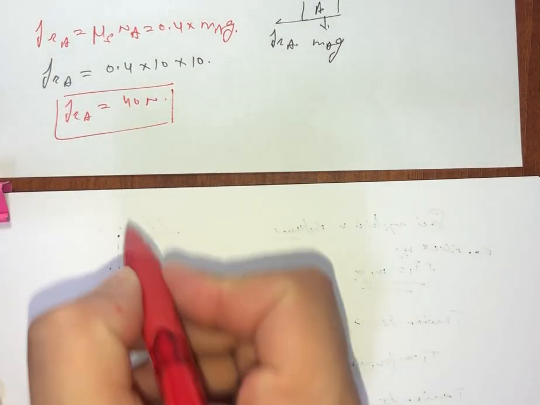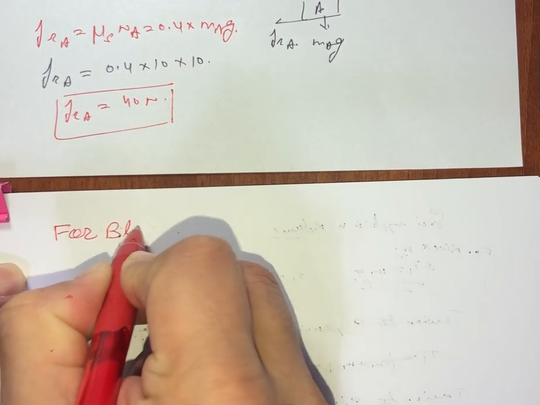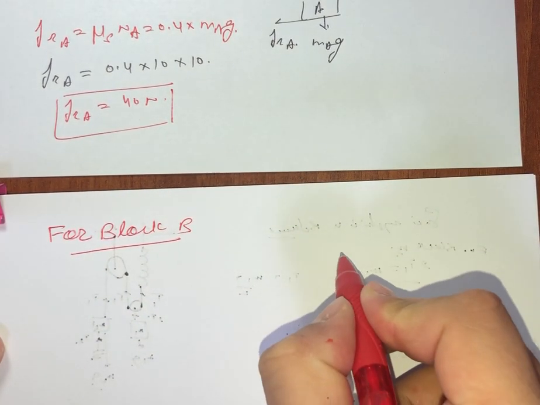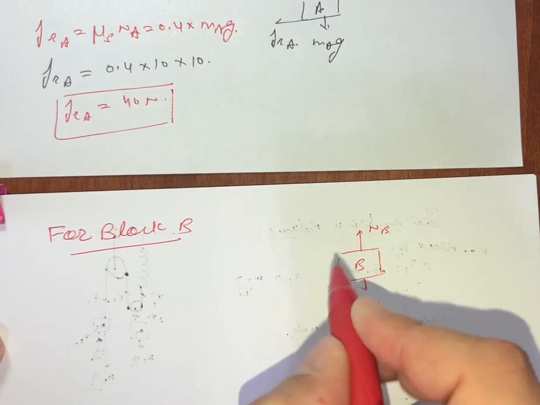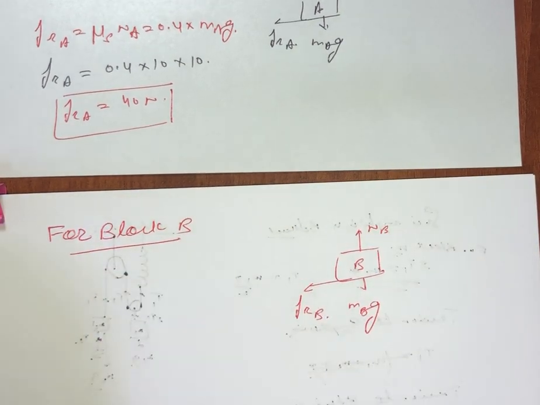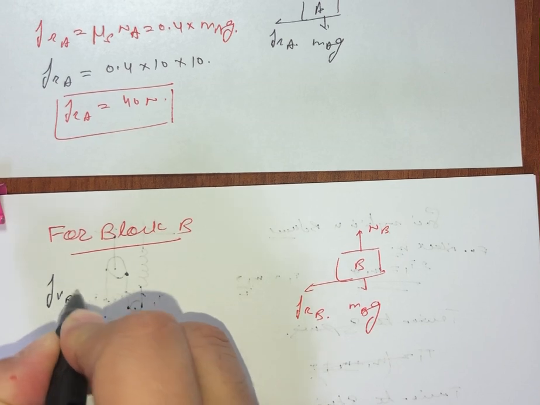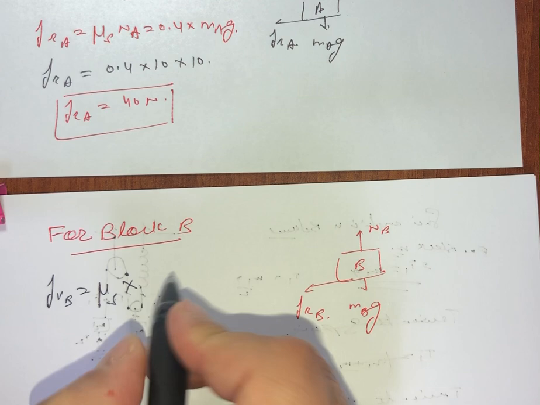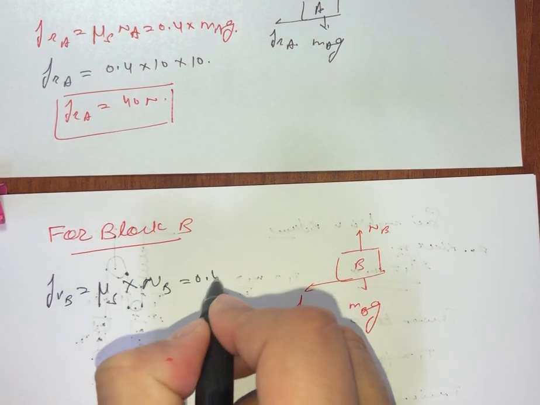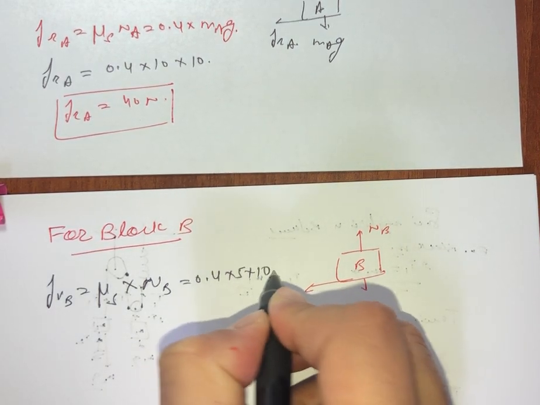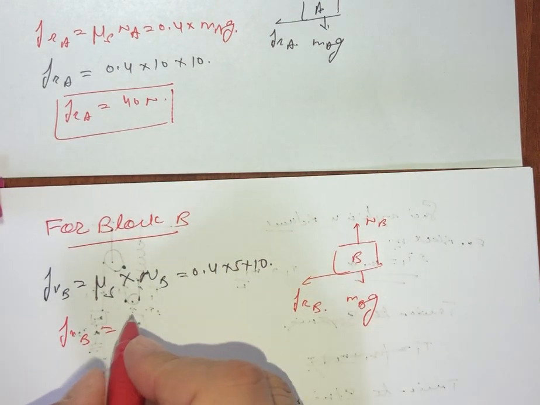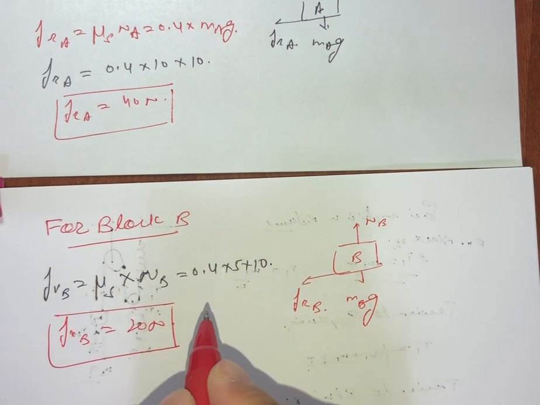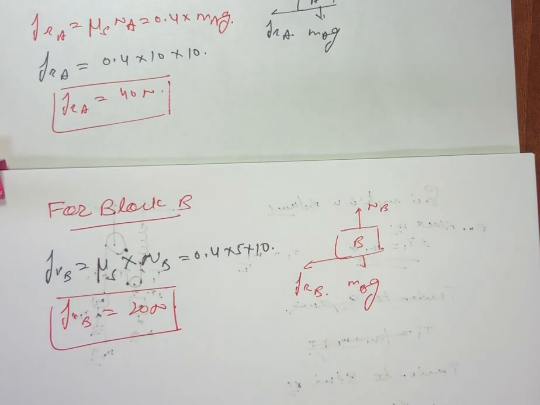Similarly, let's solve this for block B also. For block B, in the downward direction there will be MBG. In normal, let us call that as NB. Frictional force, let us call that FRB. So we can say that our FRB is equal to, coefficient is same, multiplied by NB, which is equal to 0.4 multiplied by mass 5 times 10. So we get FRB will be equal to 20 Newton. So these are the two frictional forces which will be acting on the respective blocks.